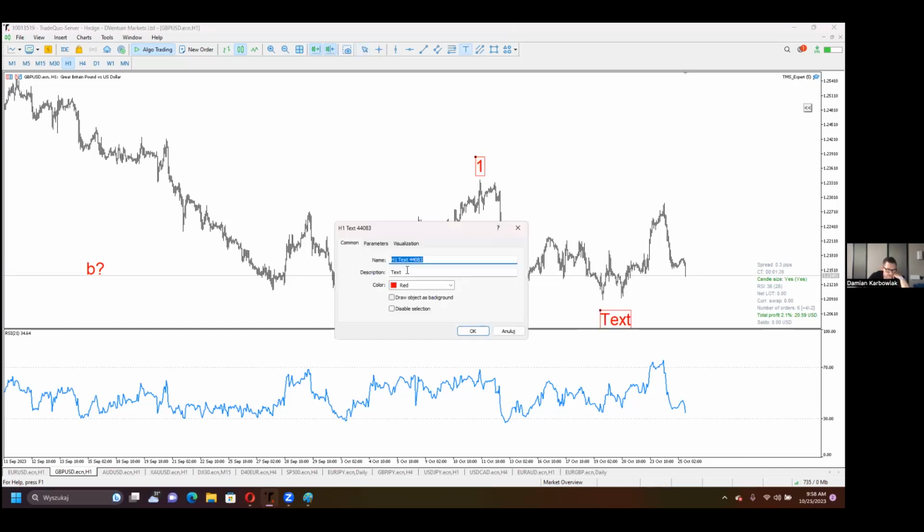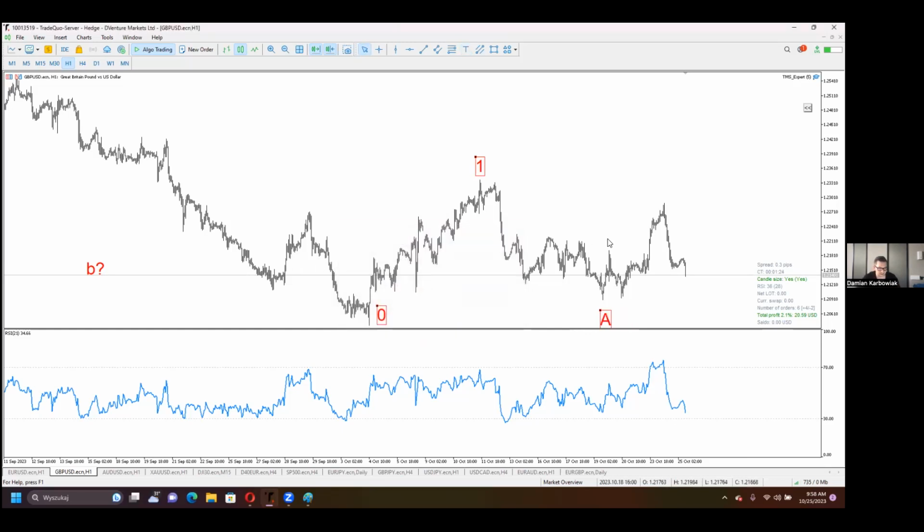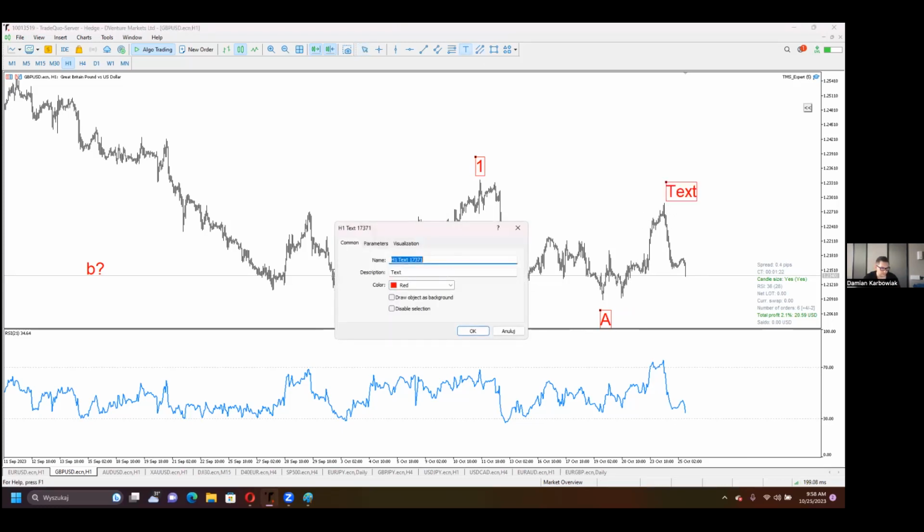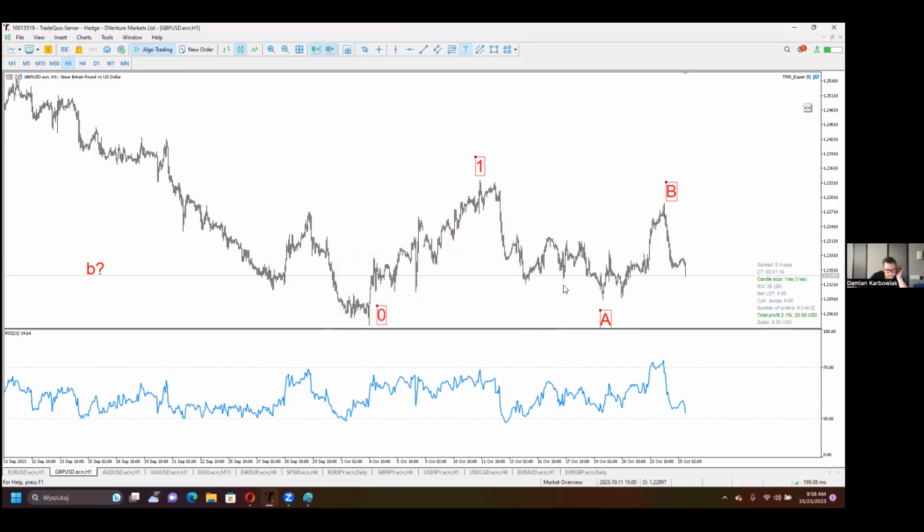Here is our local B, A, sorry. Here is our three waves B movement. B like bicycle. And here is our C.